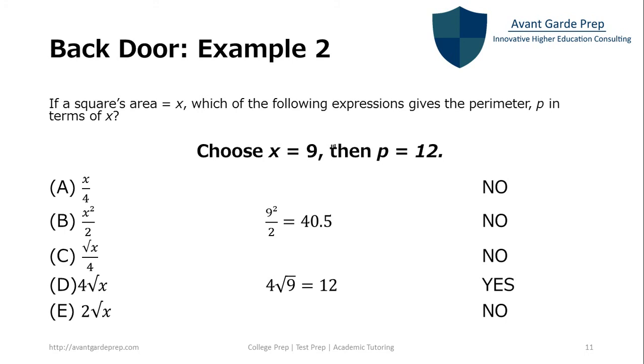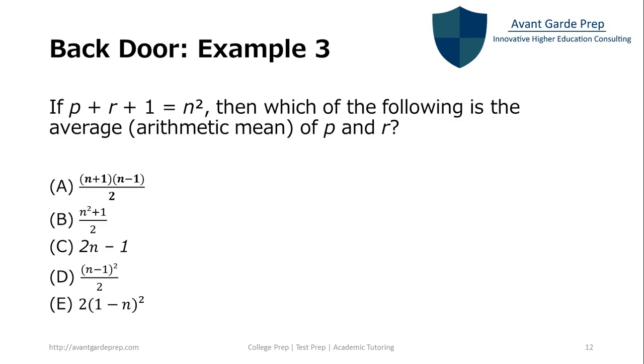And we'll go ahead and look at example problem number 3. In example problem number 3, if p plus r plus 1 equals n squared, then which of the following is the average or arithmetic mean of p and r? And so you can see here again we have the variables in the problem and also in the answer choices. Now if you try to do this algebraically, it might look a little overwhelming, and just looking at the answer choices, they look a little complicated.